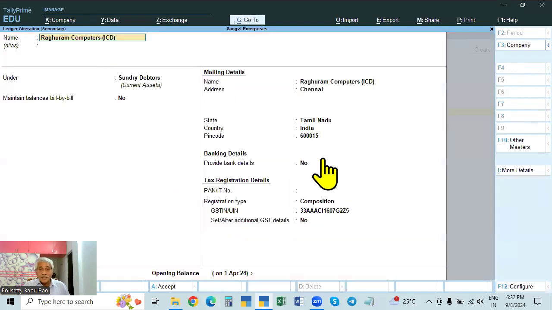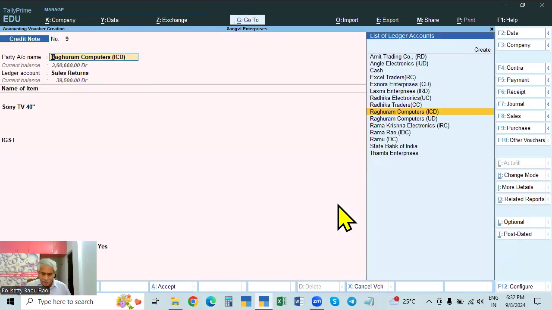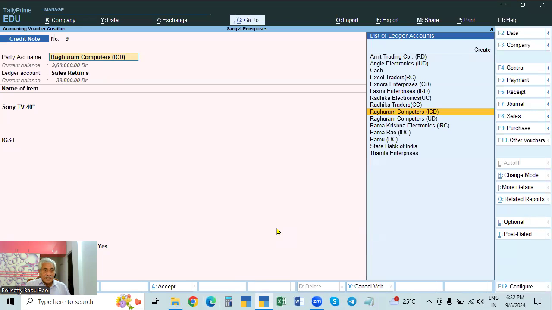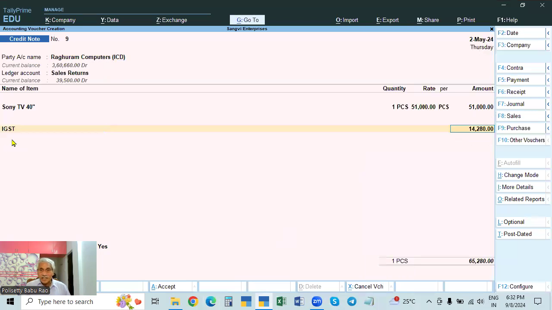No, because when you send the goods, sold the goods, that is the place of supply. When you return back also, the same person is returning. That's why the same supply will be there. So it will automatically take it, see here. So we need not bother about it. And then IGST is taken.